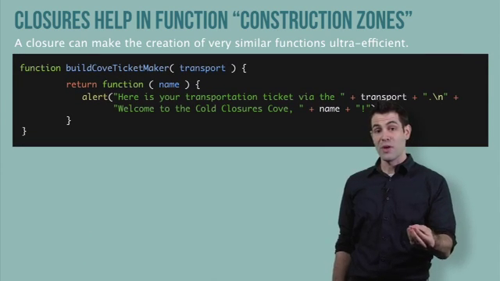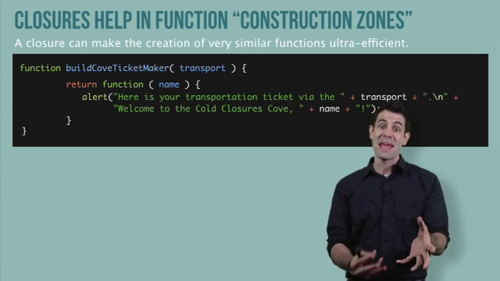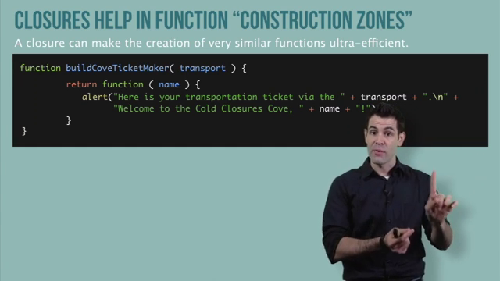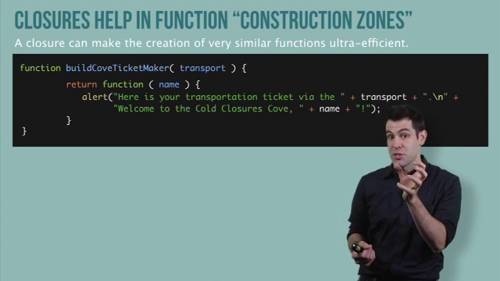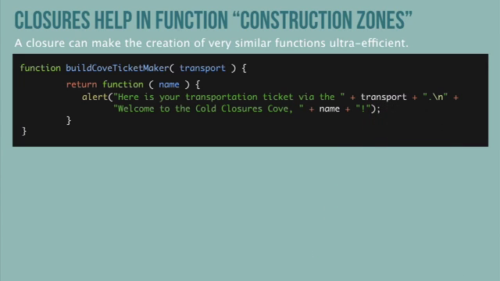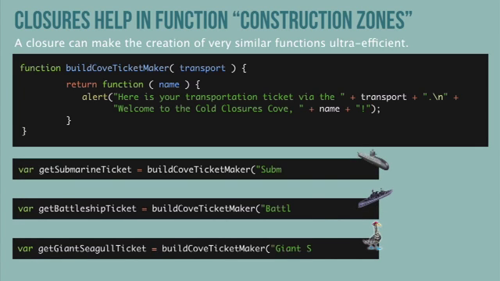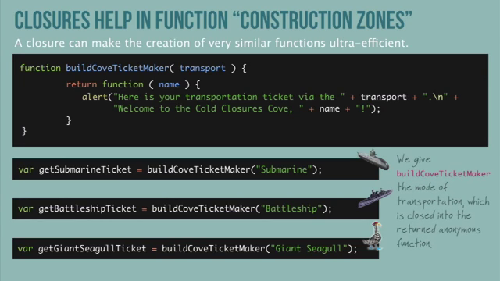Now, our buildCoveTicketMaker function will make a ticket maker for every single mode of transportation. There'll be similar functions, but just slightly different. So if we wanted to make ticket makers for the submarine, the battleship, and the giant seagull, we would establish three variables called getSubmarineTicket, getBattleshipTicket, and getGiantSeagullTicket, and we would call buildCoveTicketMaker for all of those variables.